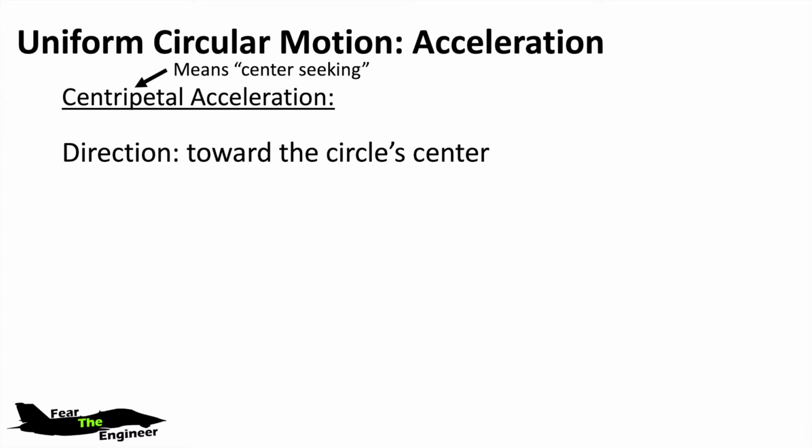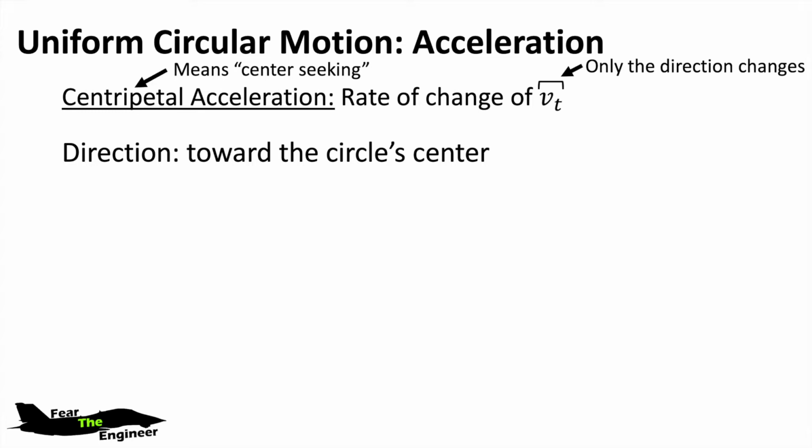Well, we know that acceleration is the change in velocity over time. This change can come from the magnitude of velocity or the direction of the velocity. The magnitude of the velocity is constant because we have uniform motion. The speed doesn't change, but the direction of the velocity is changing. And if we look at that change, we'll see that it's pointing toward the center.